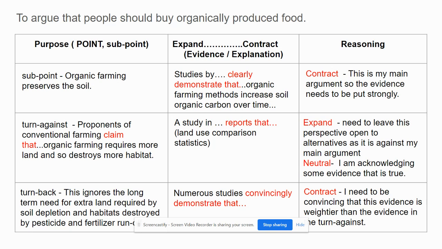We're trying to very convincingly say that our evidence in our turn back is weightier than the evidence we gave for the turn against our main argument. And so we're going to use the idea of contracting here. So this is a fairly simple example. The decisions around these are quite complex, and it may not actually always work out that you're going to use in an argument to contract around your main argument, but it gives you an idea of what the choices are.